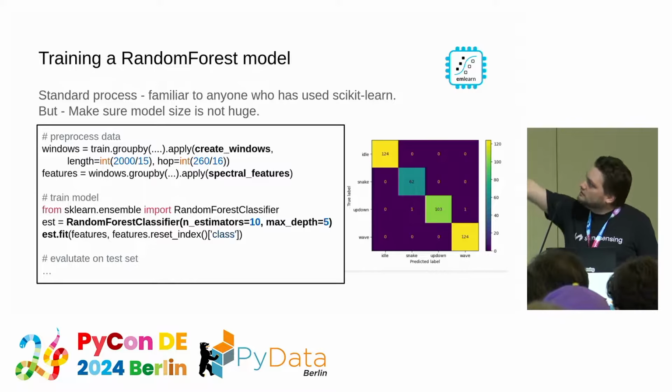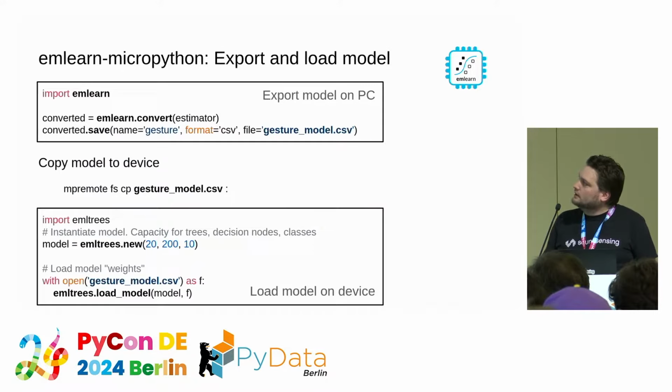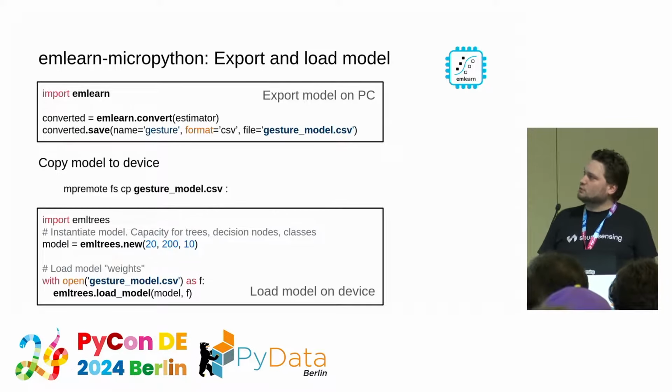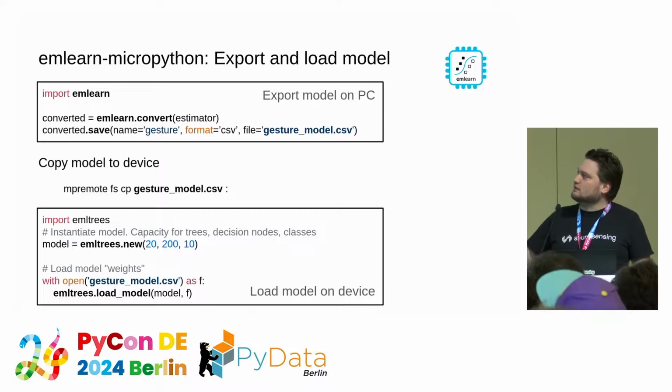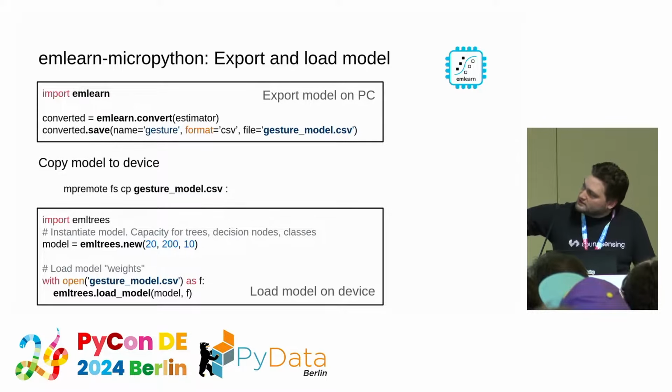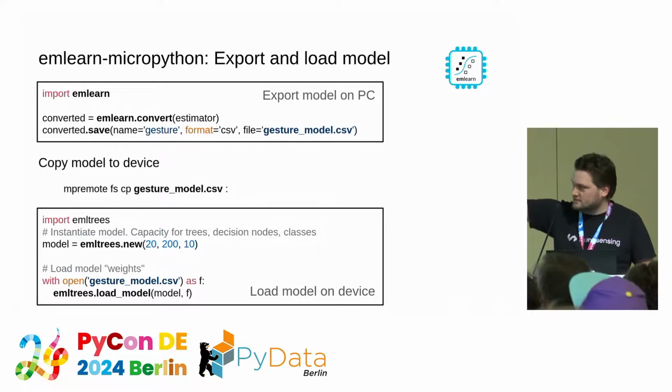So these were the results on that very simple task, but near perfect on the test. Yeah, and then once you have that model with a standard Python process, then you can export this, and this is where emlearn comes into play, because we do a little bit of optimization, and then we have a CSV kind of format that you export. So this is the weights of your model, right? That can be loaded. And then on the device side, you need to copy the CSV to the device.